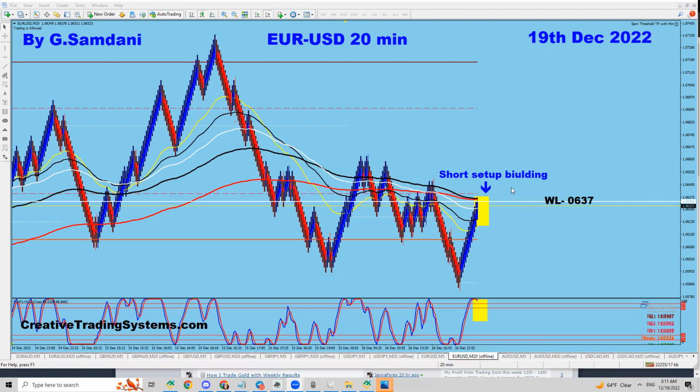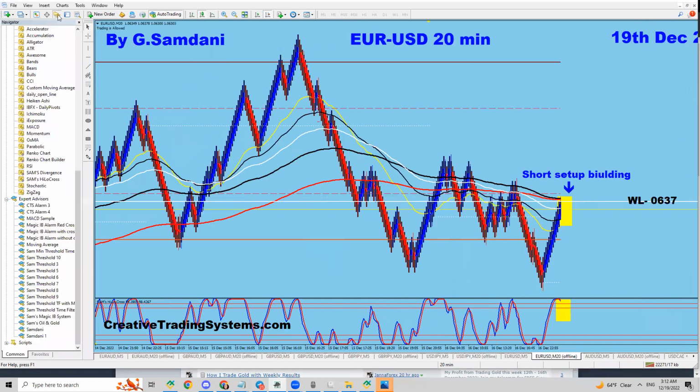Okay, short setup, and this is how I see the setups. I wait and I put my alarm on, and then I pull the trigger once I have the short reversal candle, and then at least one or two red candles. I'll open the trade, but before that, my alarm is going to beep and give me the alert. So let me put that alarm on here right now.